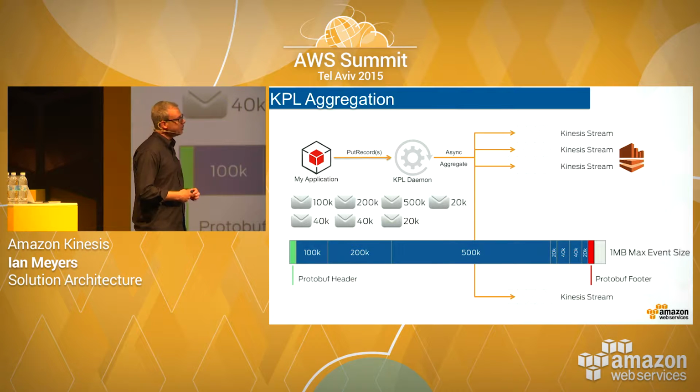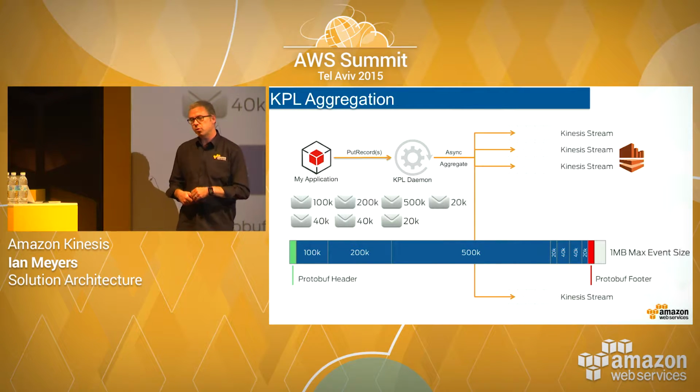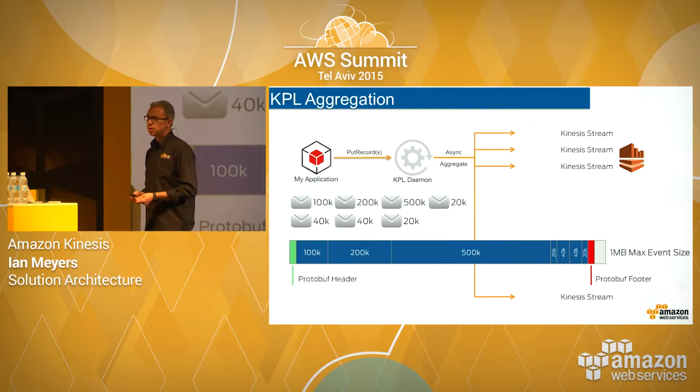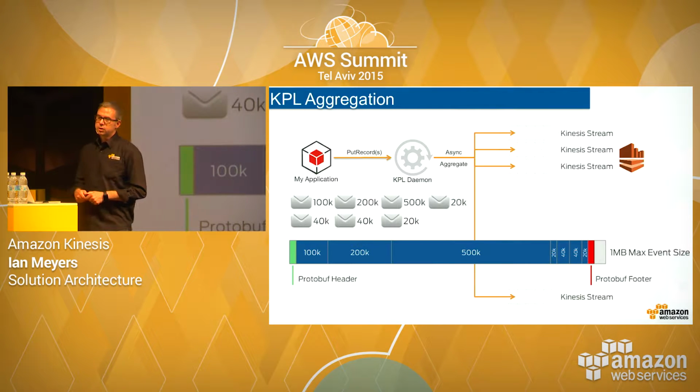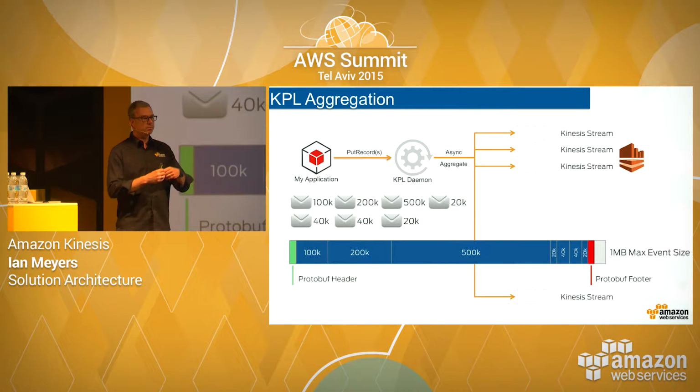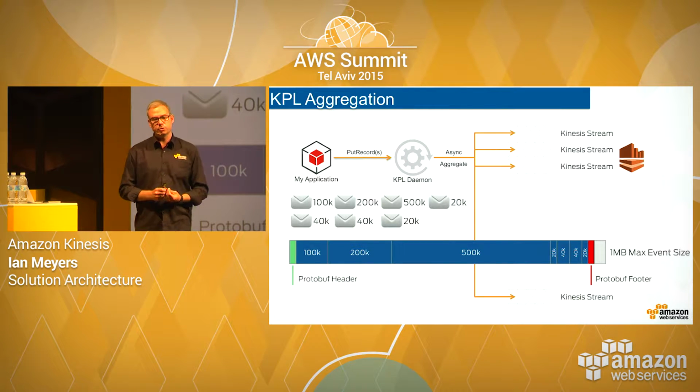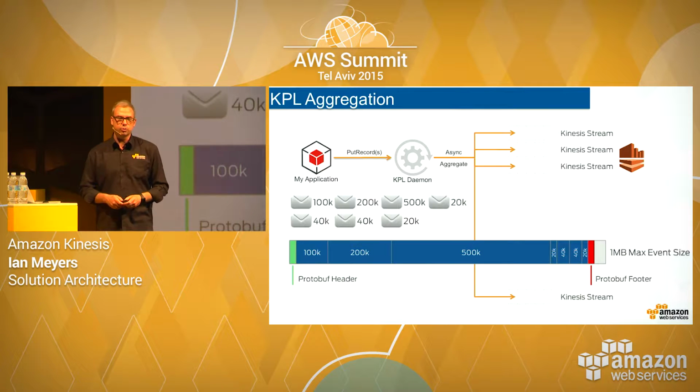The other thing that the KPL does for you is it allows you to write to multiple streams concurrently. So you can have a single event being fanned out, and you don't actually need to worry about individual streams. You simply indicate the stream name when you do a write, and the KPL sorts out all the routing for you.